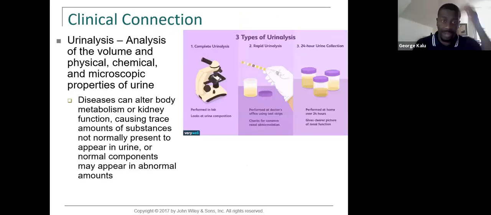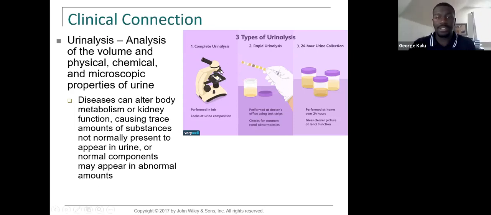Last thing here, urinalysis. One of the really important things is being able to analyze your urine, because it tells you a lot about what's going on with someone's health. You can look at the volume of the urine, and at the physical, chemical, and microscopic components of the urine. Depending on what you find, that can tell you different characteristics about that person's health. There are different types of urinalyses. And if you take physiology, hopefully next semester when we're all back on campus, you'll be able to do this in Bio 9 as well.